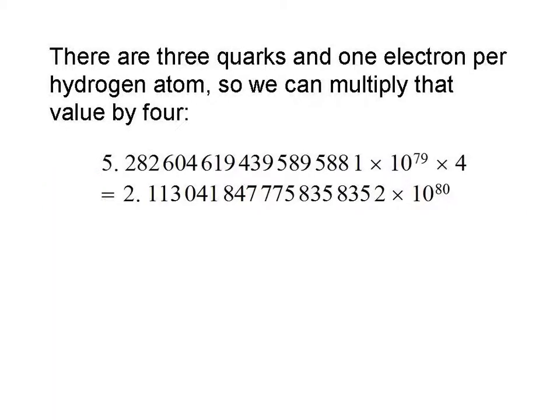Now there are 3 quarks in every proton, and we'll assign 1 electron per proton. So we can take our number of protons, 5.28 times 10 to the 79, and multiply it by 4 to get the number of particles associated with this, and we get about 2 times 10 to the 80th.